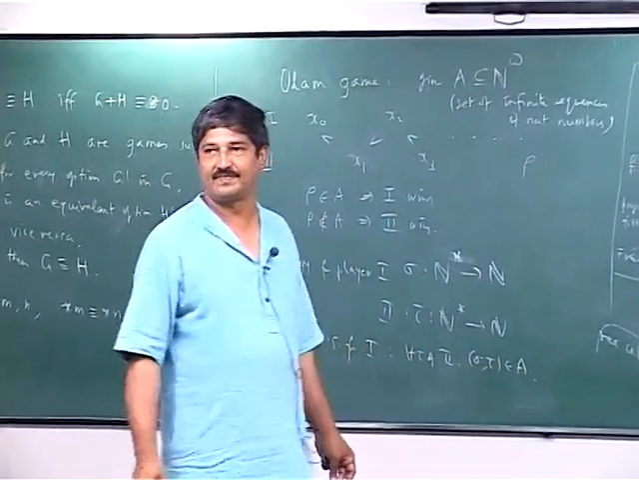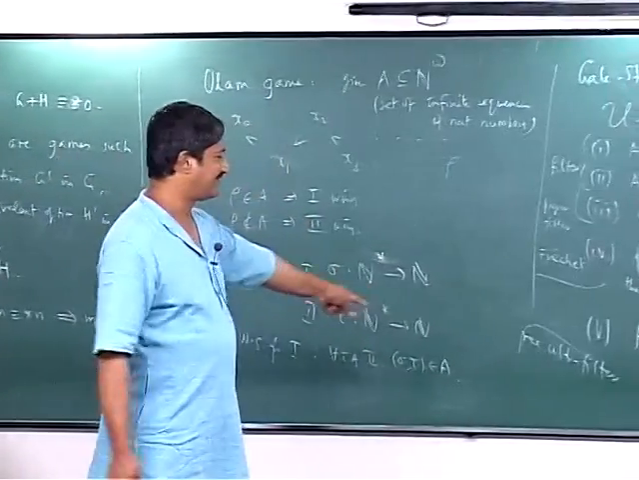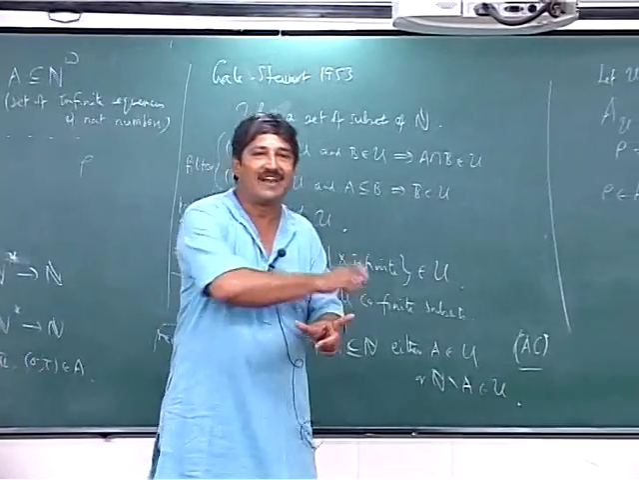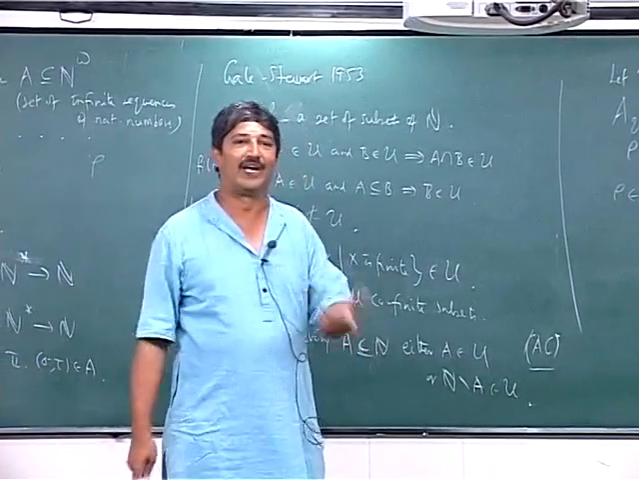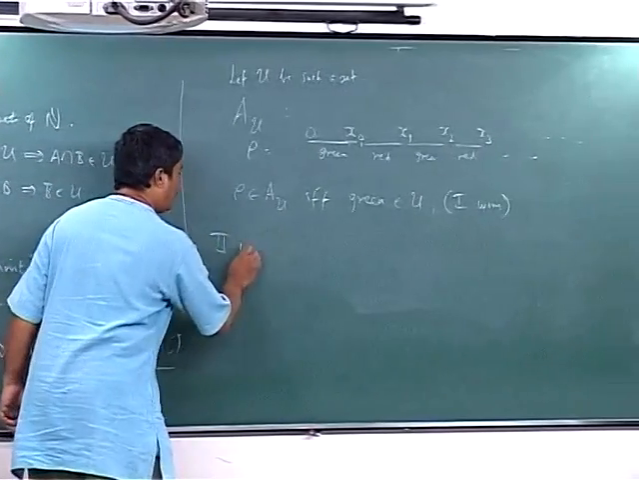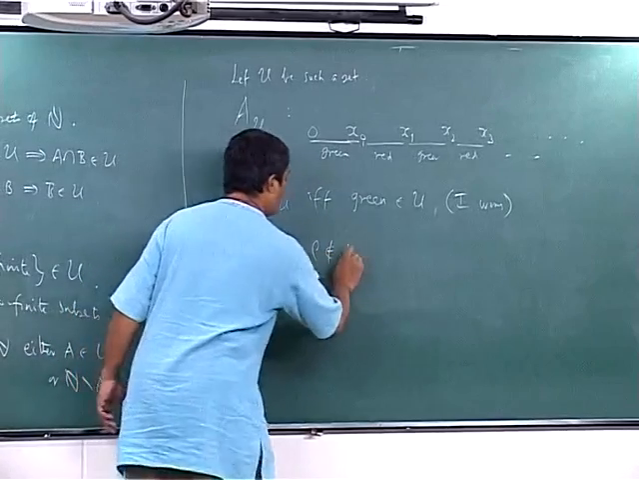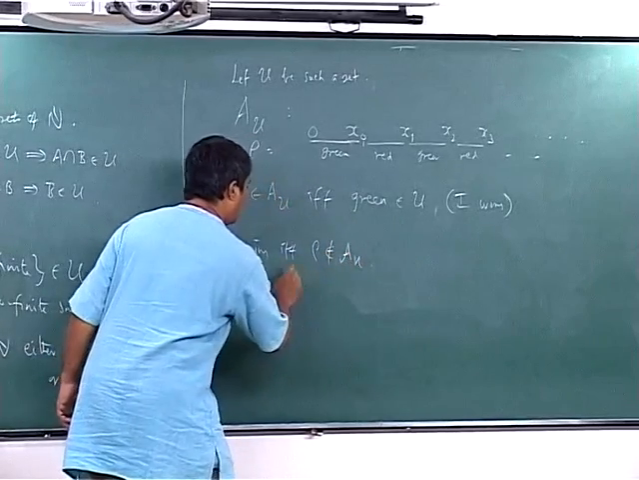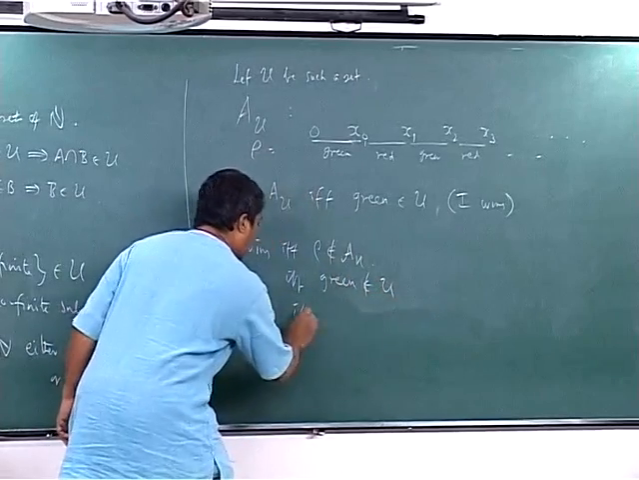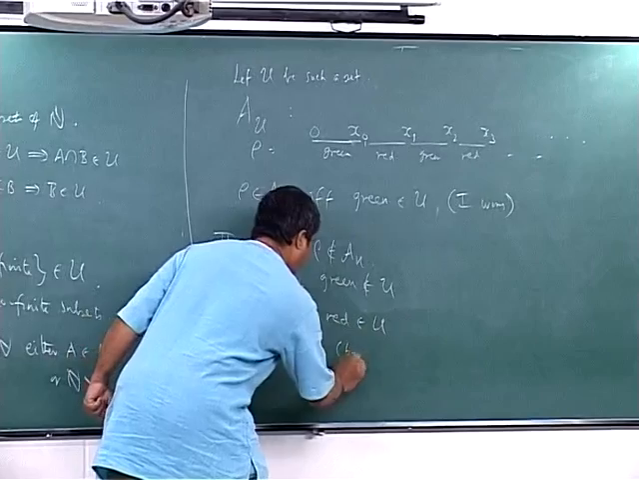Yeah. So if green is not in U, I know that red will be in U by the last principle. So player 1 wins if green belongs to U. Player 2 wins, you see that, right? When does 2 win? 2 wins if and only if rho does not belong to AU. That means if and only if green does not belong to U, if and only if red belongs to U by condition 5.